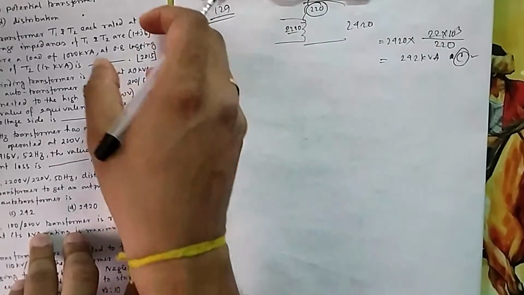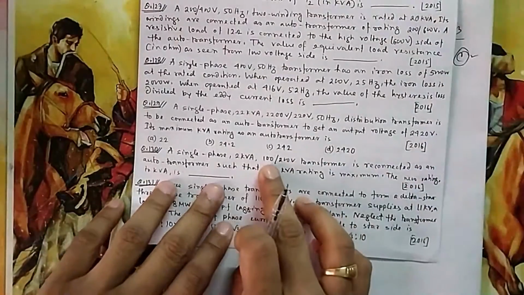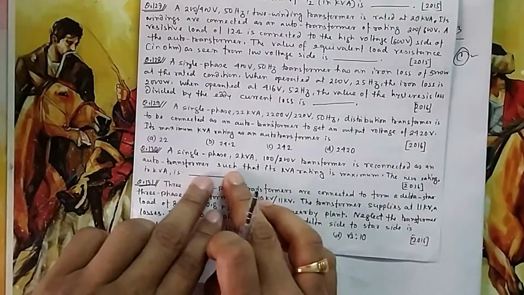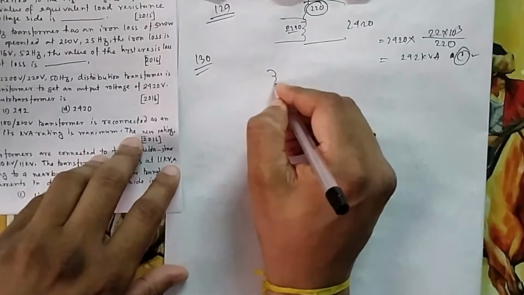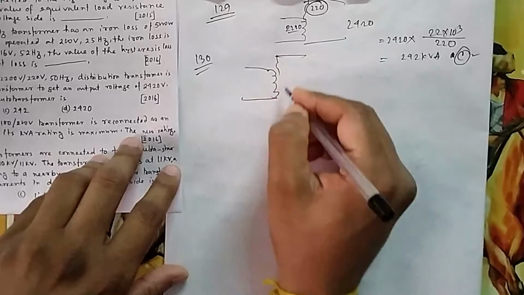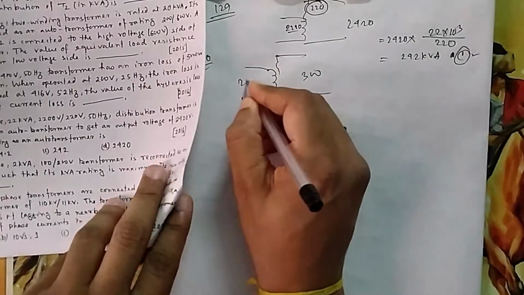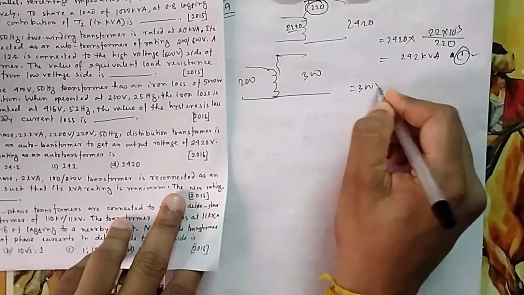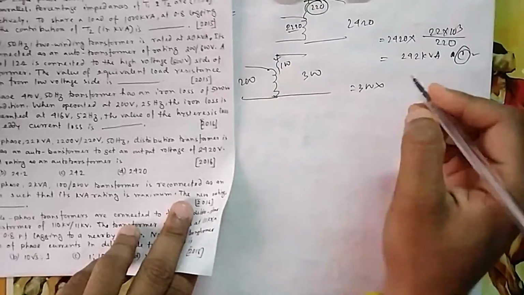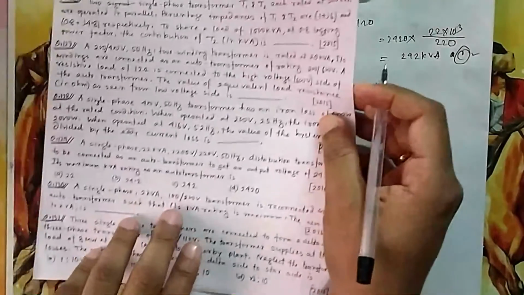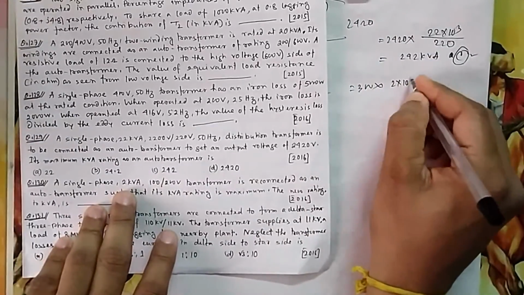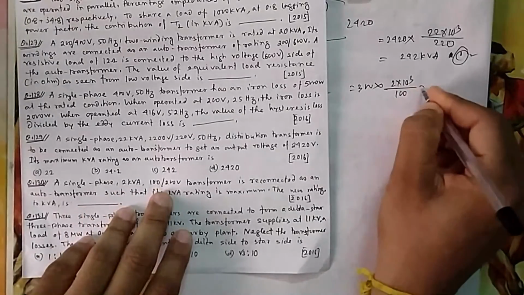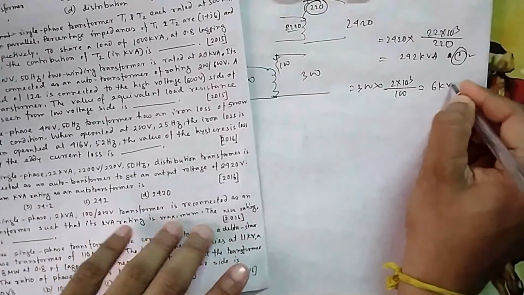Now if you see 130, a single phase 200 by 100 transformer is connected as an auto transformer such that its kVA rating is maximum. Again maximum kVA rating. So again you know which side will be what. This should be 300 and this should be 200. So again it will be 300 multiplied by the maximum current flowing through this 100 volt winding. So it is 2 into 10 to the power 3 divided by 100. So it will be 6 kVA.